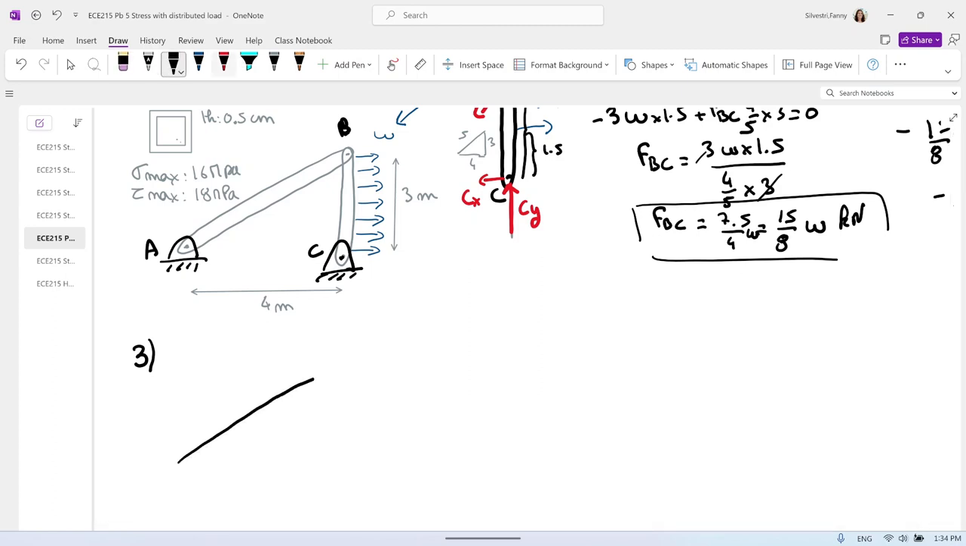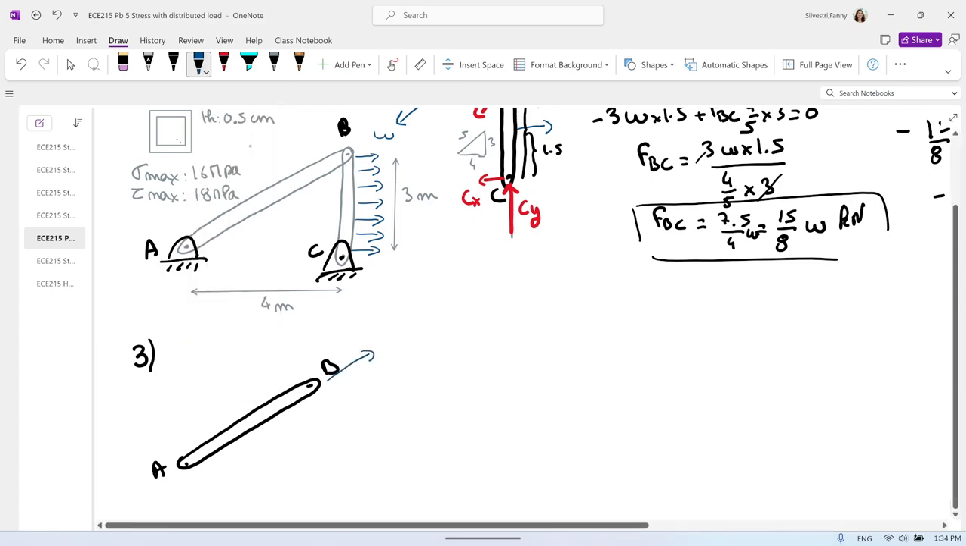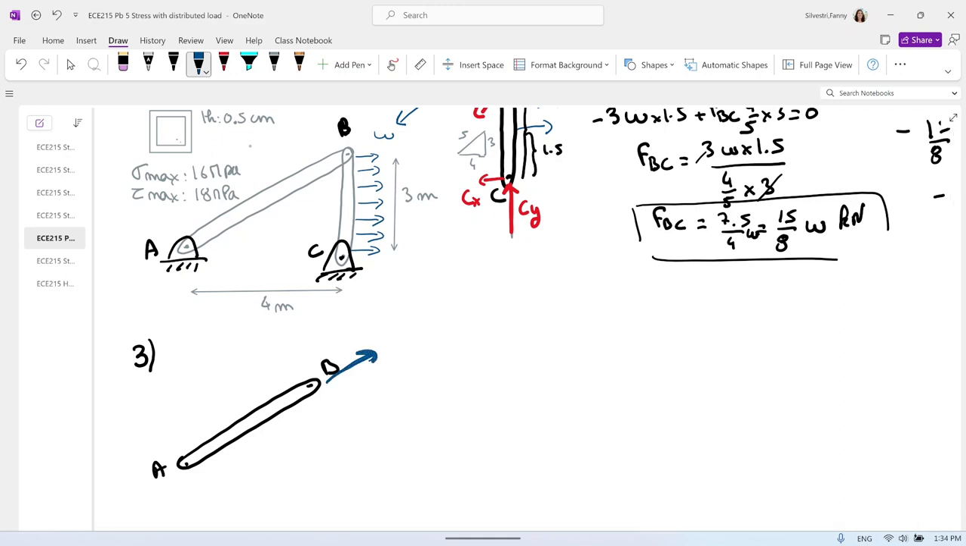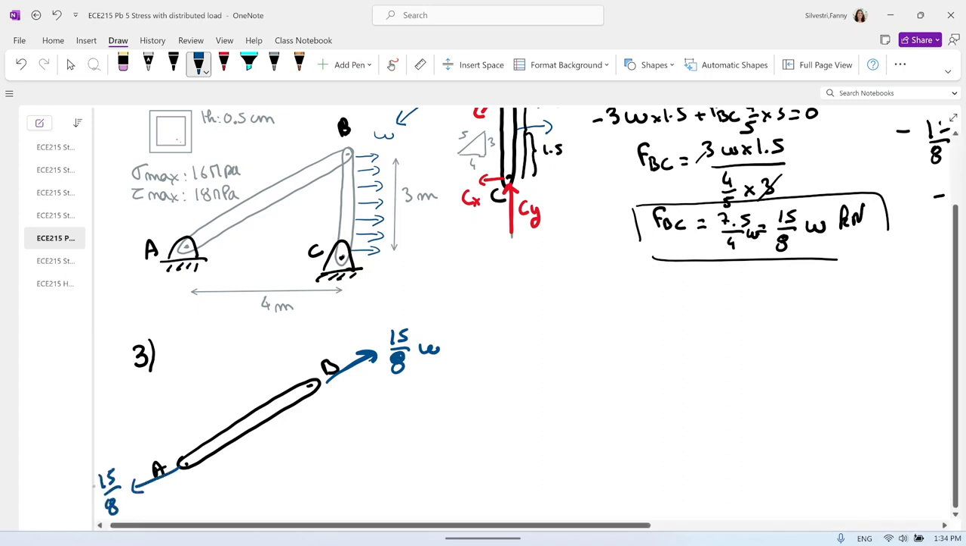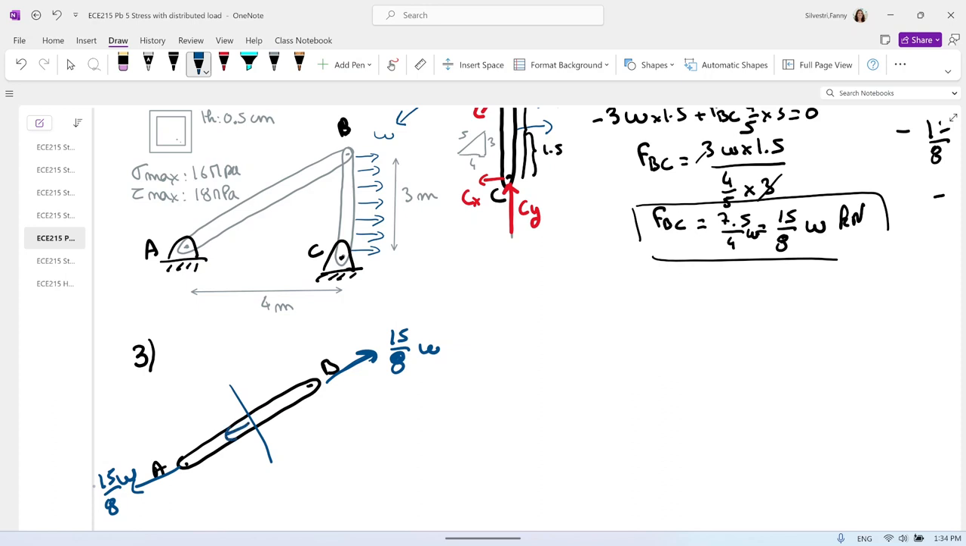Let me do it again. Okay, A, B, and we found FBC equal 15/8 W. That was down and left on BC, so that will be up and right on AB. And we know the value. Maybe a little bit bigger so we can see it. That will be 15/8 W on both sides. So if we cut there, we have only normal stresses. And this is also the 15/8 W.